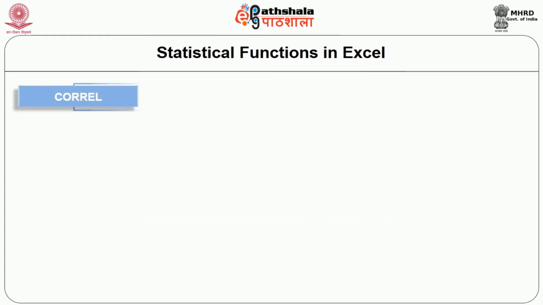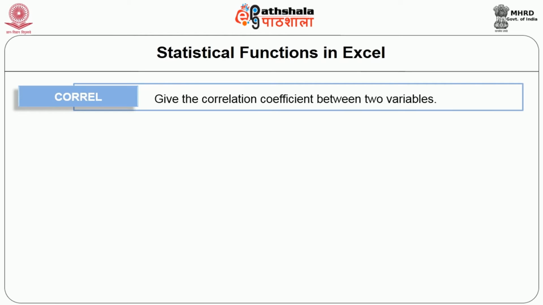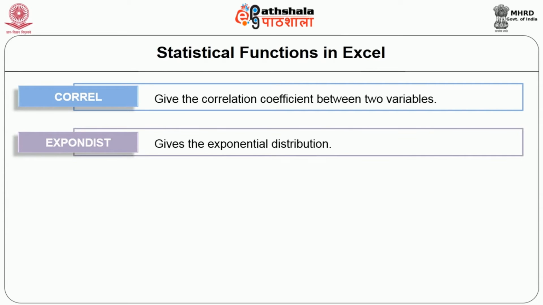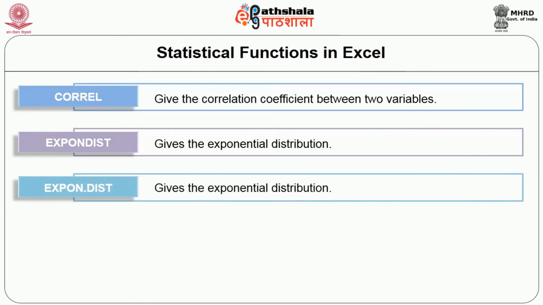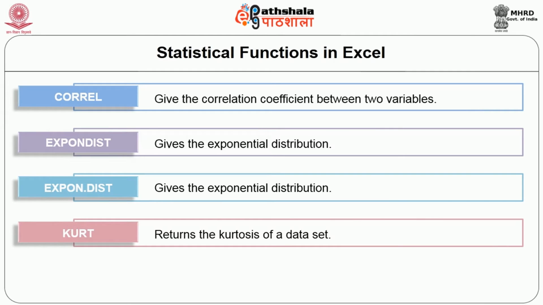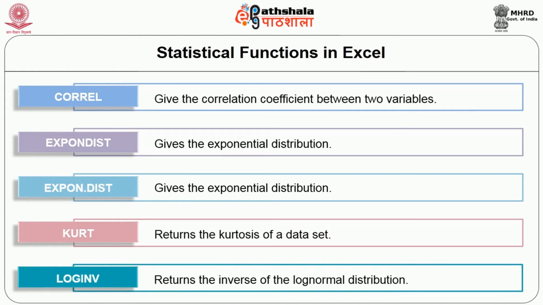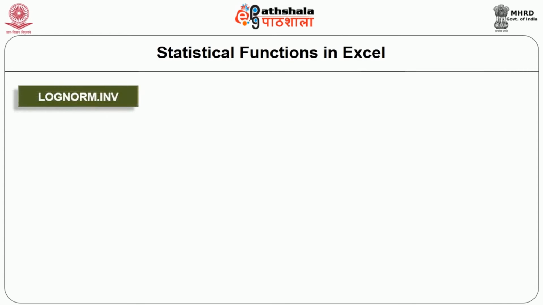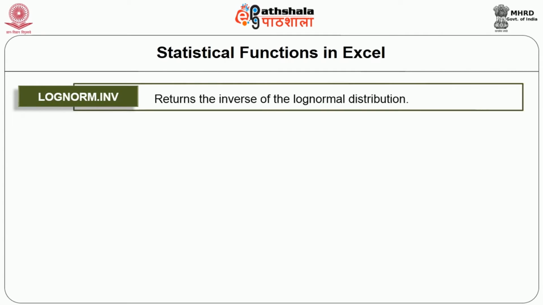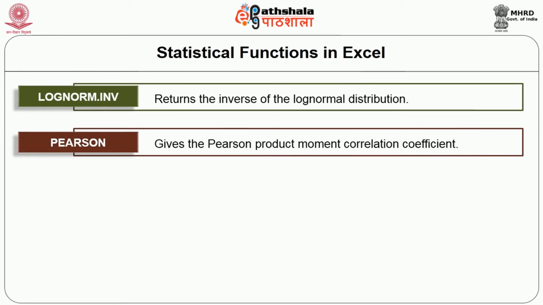Then CORREL will give the correlation coefficient between the two variables. And then EXPON.DIST will give the exponential distribution. KURT will give the kurtosis of a data set. LOGINV will give the inverse of the logarithmic distribution. LOGNORM.INV will give the inverse of the log normal distribution. PEARSON will give the Pearson product moment correlation coefficient.